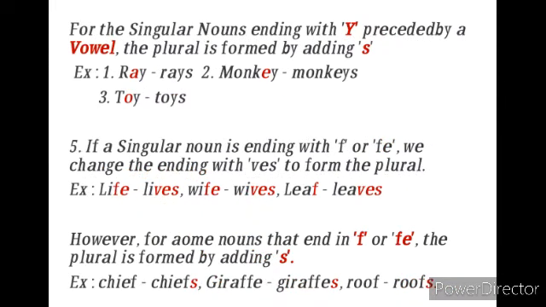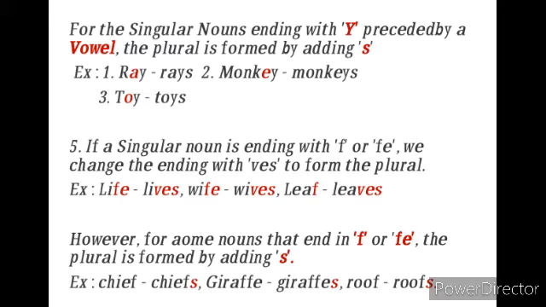But for the singular nouns ending with Y preceded by a vowel, the plural is formed by adding S. Did you get my point, children? Earlier we have seen that if a word is ending with the letter Y and having a consonant before that, we have to add IES. But for the case in which the singular nouns are ending with Y preceded by a vowel, then we can simply add S to make it plural.